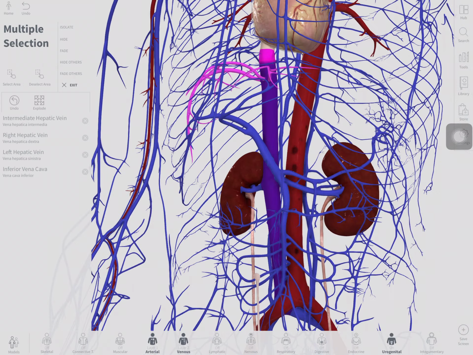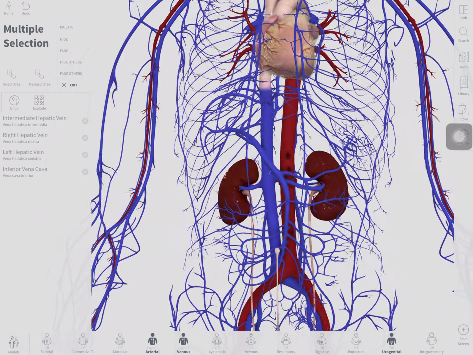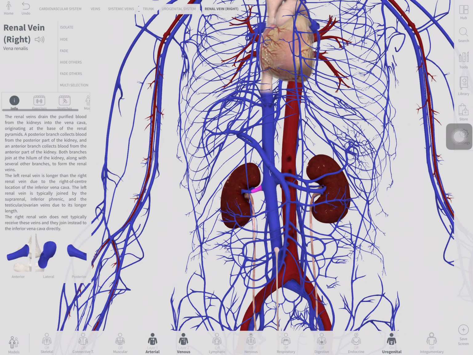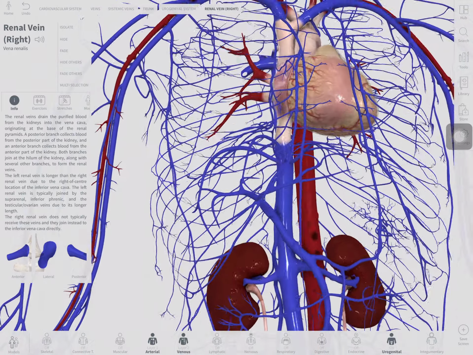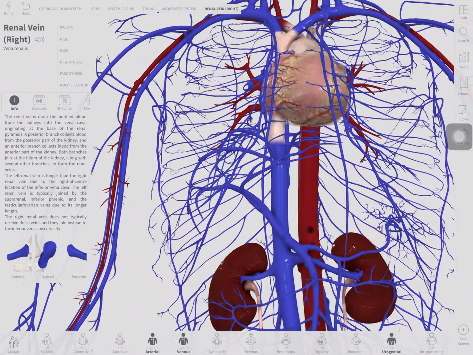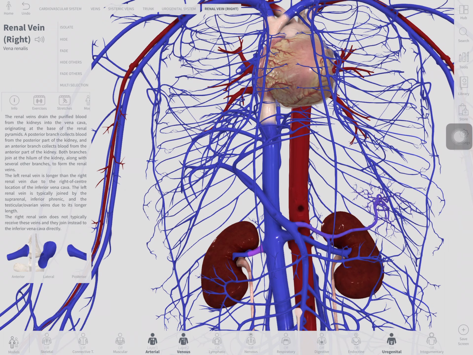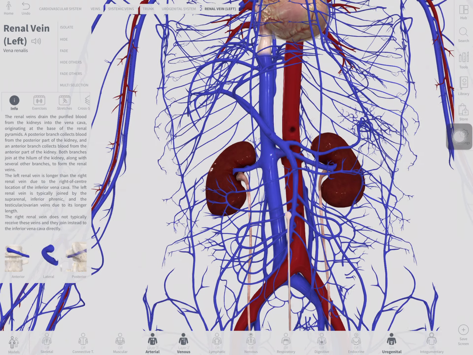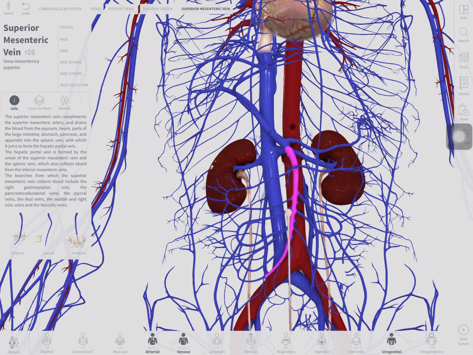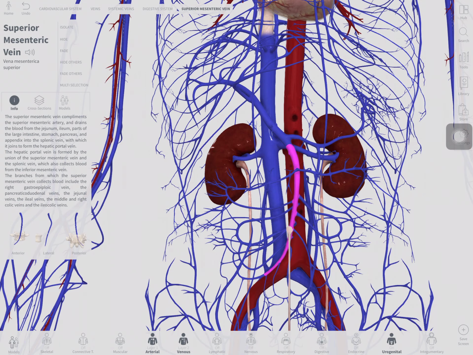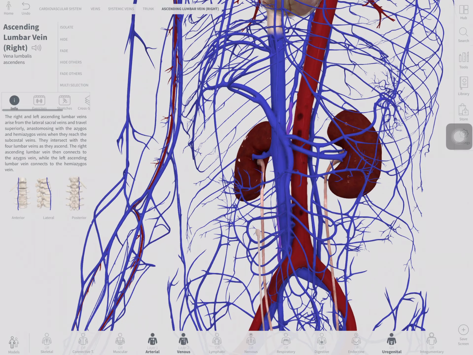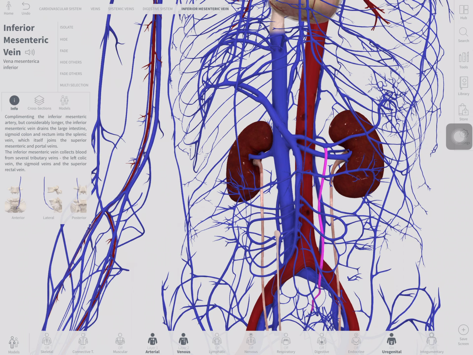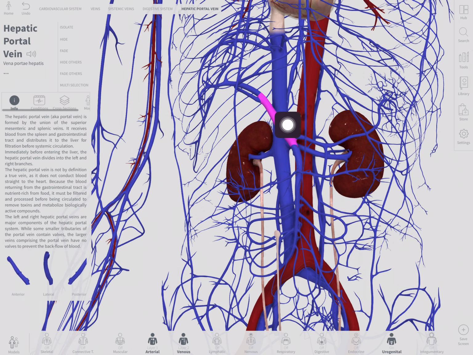Likewise, in the abdomen you have the renal vein and the inferior phrenic vein. This is the right and left renal vein, and these are the superior mesenteric vein and the inferior mesenteric vein, and this is the splenic vein. Both the superior and inferior mesenteric veins form the portal vein. The portal vein enters the liver.